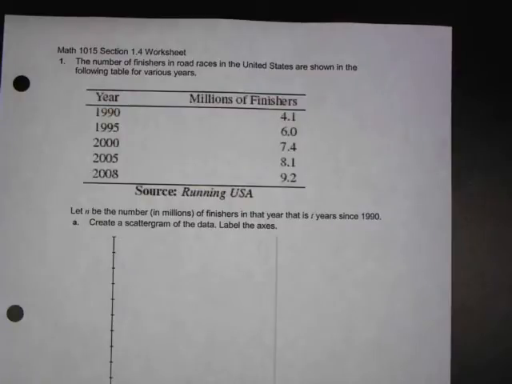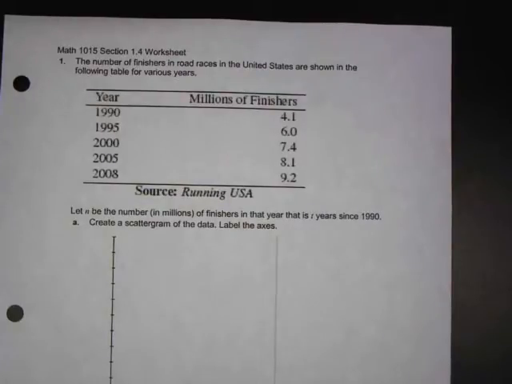So, very much like we had the other day, the number of finishers in road races in the United States are shown in the following table for various years. So in 1990, 4.1 million people finished. In 2008, 9.2 million finished, so on and so forth. Let n be the number in millions of finishers in that year, that is t years since 1990. Create a scattergram and label the axes.